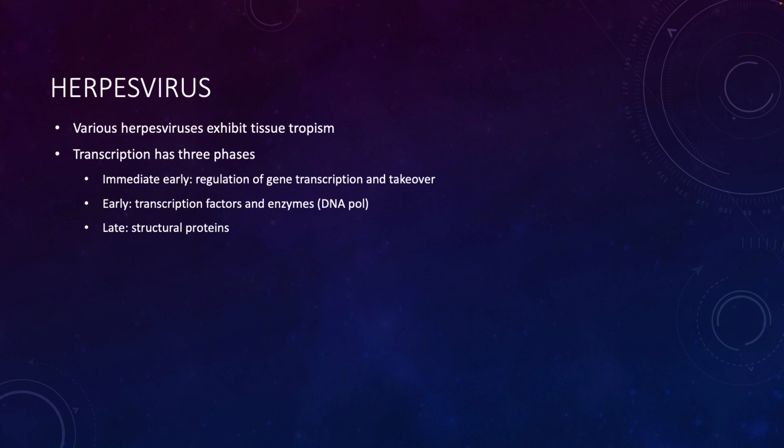Immediate early is when transcription of viral DNA begins and also takeover of the host cell. Early includes more transcription factors and other enzymes like their DNA polymerase for replication. And then late is when they start to make their structural proteins. When you have a situation where the genes are being expressed, but we're not replicating the genome, that's when you have latent infections. And herpes viruses, specifically the ones that cause herpes simplex and chickenpox, generally are going to be latent in neurons.